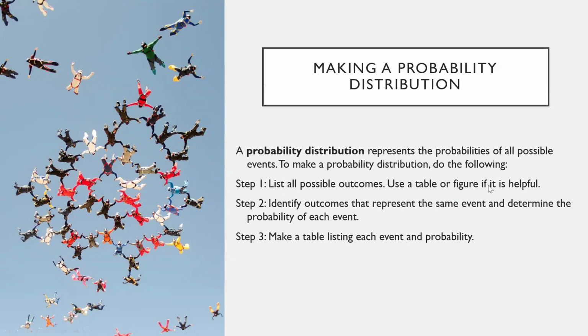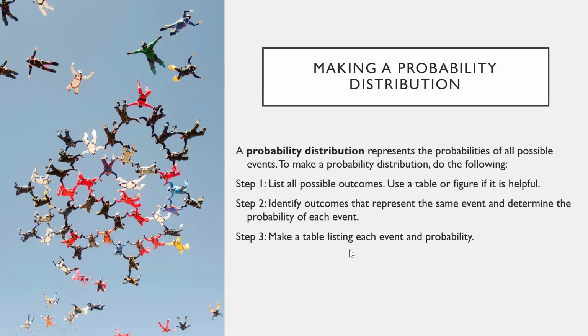The first piece, this first table, is not a probability distribution, just something to help us list all the outcomes. This, where we've identified the outcomes that represent the same event and determined the probability of each event, is our probability distribution. And that is its own table.